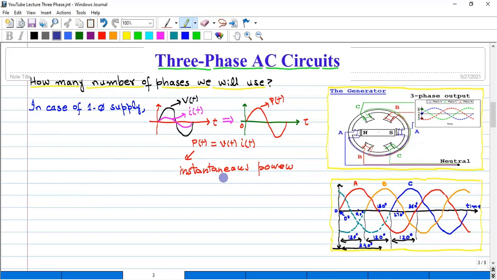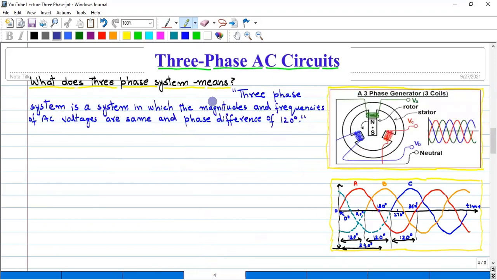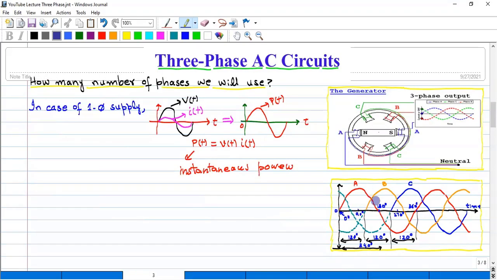If we want to increase the number of phases, then there will be some phase difference as well. For heavy industrial load, we use the three-phase system. The phase difference in the three-phase system is 120 degrees, and in the case of Y connection, there will be three phases. Now we will discuss what the three-phase system means. A three-phase system is a system in which the magnitudes and frequencies of AC voltages are the same and the phase difference is 120 degrees. So there are three important points here.